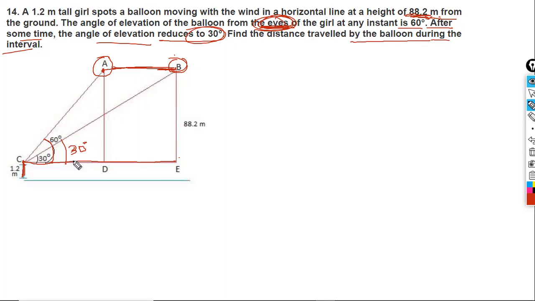What else is given? The total height is given. Total height means height from the ground, which is 88.2 meter. Now what we have to find is the distance traveled by the balloon during the interval. So we have to find the length of DE. This is the basic of the question. After writing this much, we will move into the solution part.